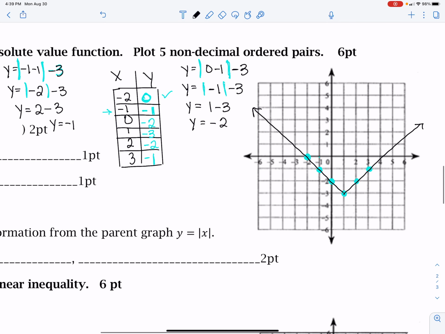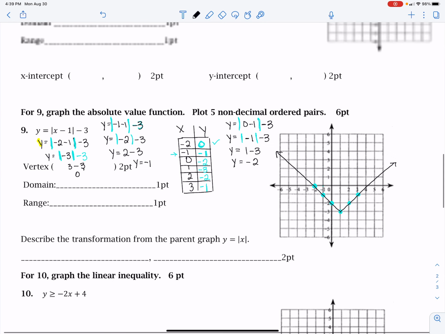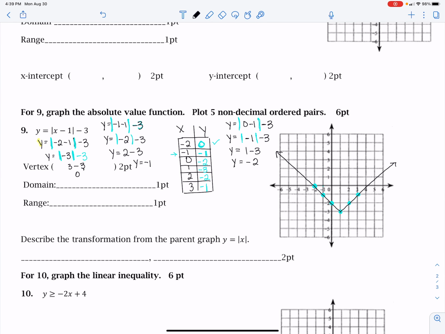When I'm talking about the domain on this one, the domain is the x values. Well, the arrows tell me that it's going to keep going to the left. So the domain is going to be negative infinity to positive infinity. And the range, how low did this graph start, or how low does it go? Well, this graph doesn't go very far. It only goes down to negative 3. So it starts at negative 3.